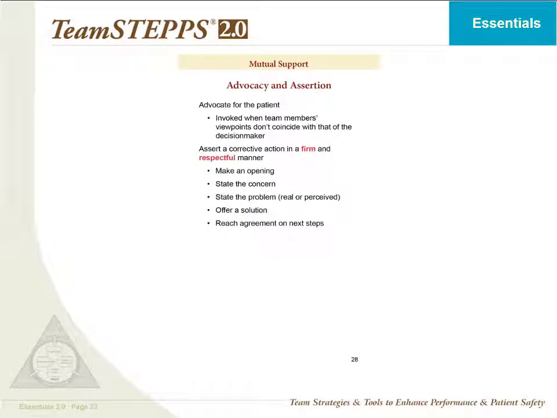A third strategy used to facilitate mutual support is advocacy and assertion. Advocacy and assertion interventions are evoked when a team member's viewpoint does not coincide with that of a decision maker. In advocating for the patient and asserting a corrective action, the team member has an opportunity to correct errors or the loss of situation awareness. Failure to use advocacy and assertion has been frequently identified as a primary contributor to the clinical errors found in malpractice cases and sentinel events.